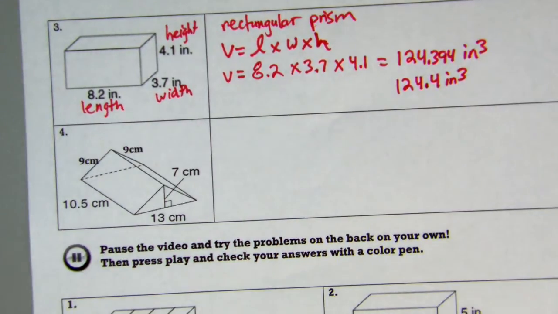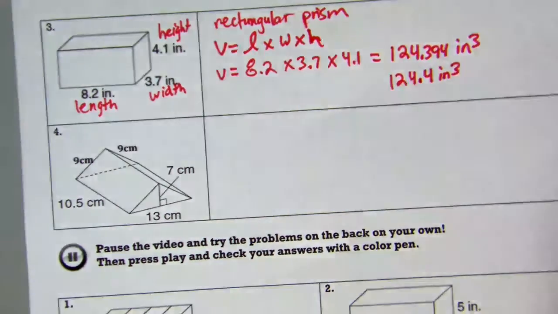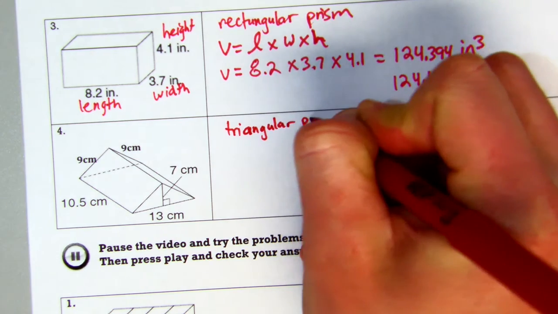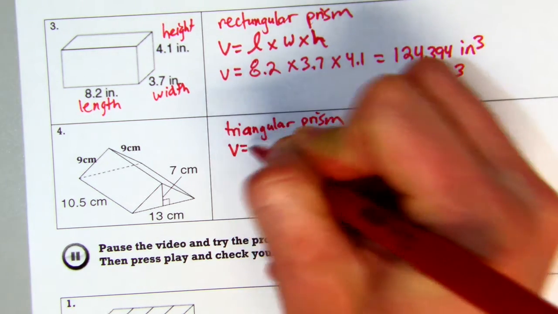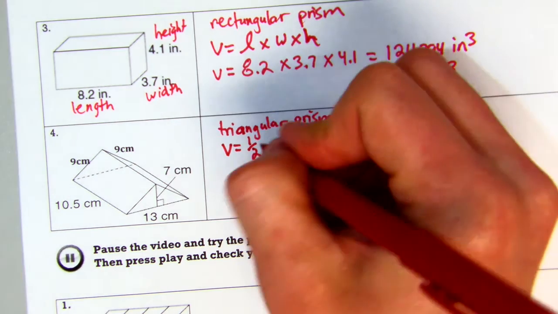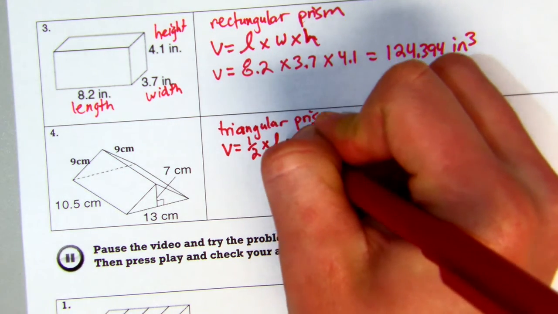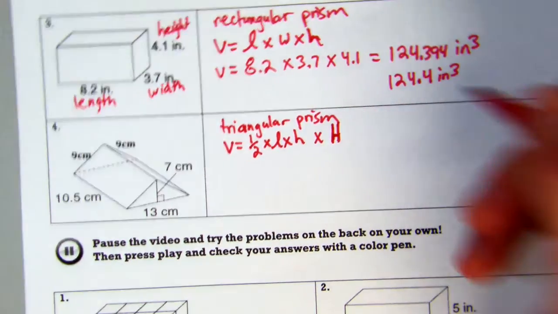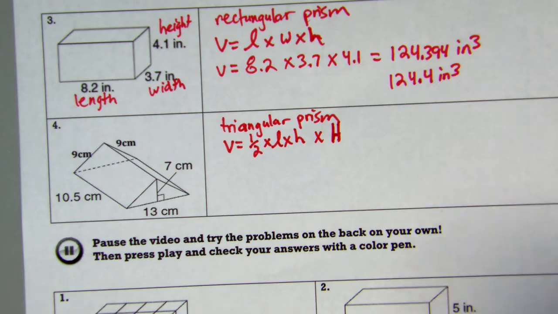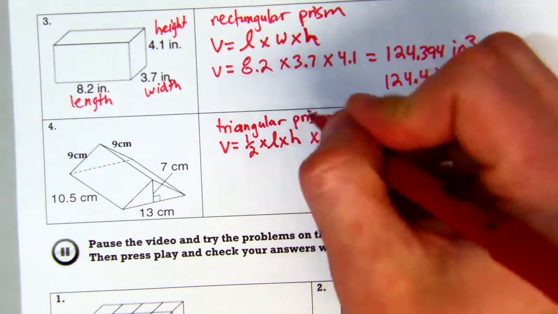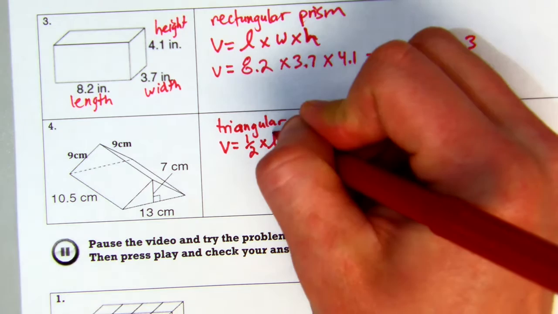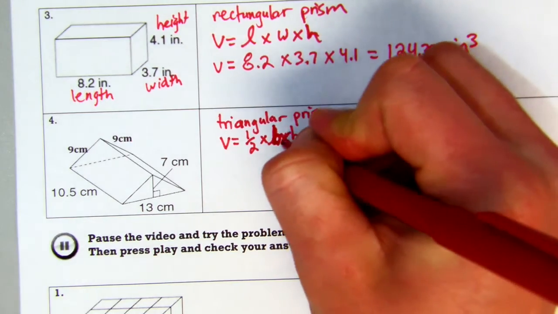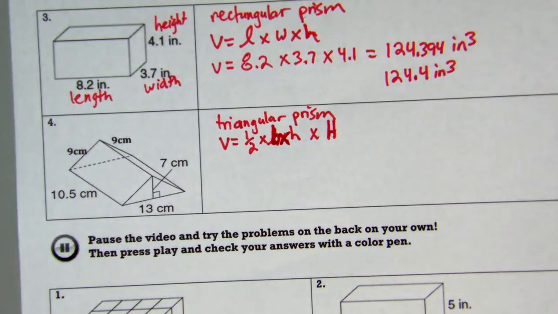Alright, let's try it for our triangular prism here. Volume is equal to half times our length times the height of the triangle times the height of my actual shape. And I can also think of the length of my triangle as the base of my triangle, so either one does work. The base or the length will work.